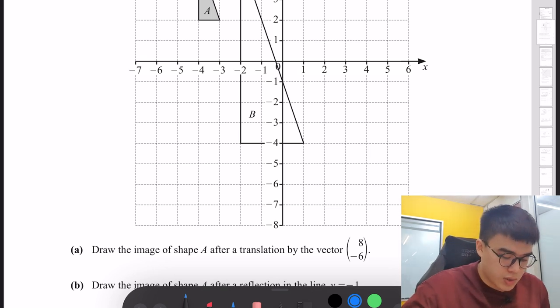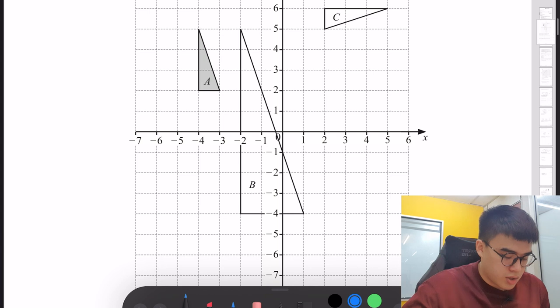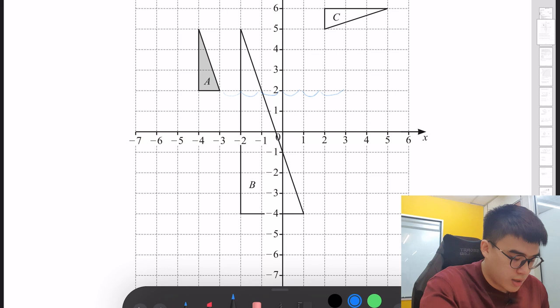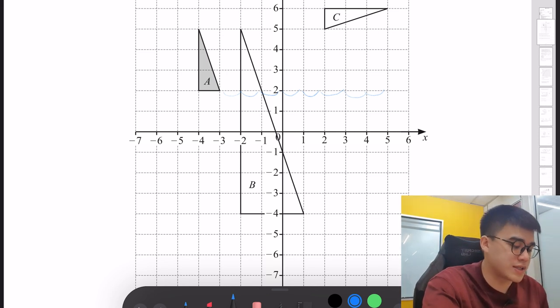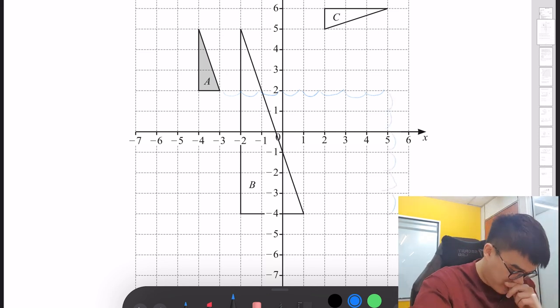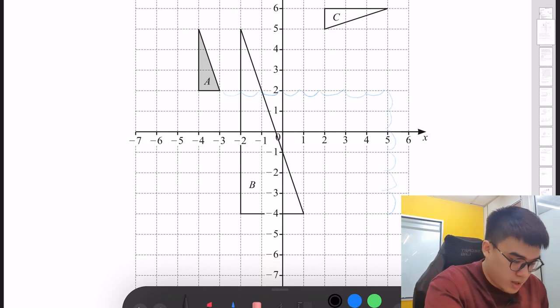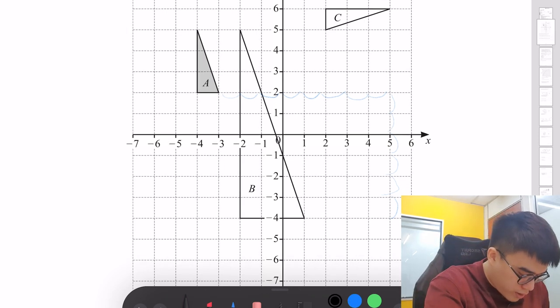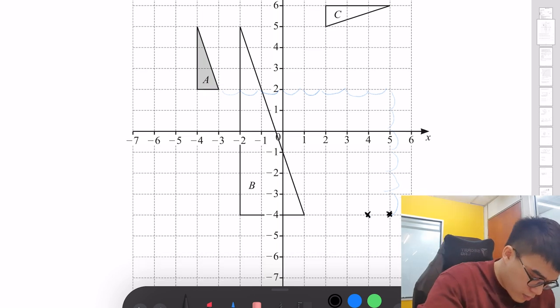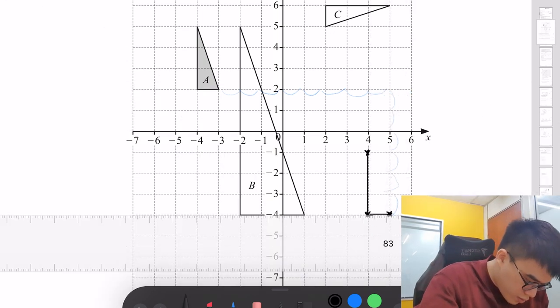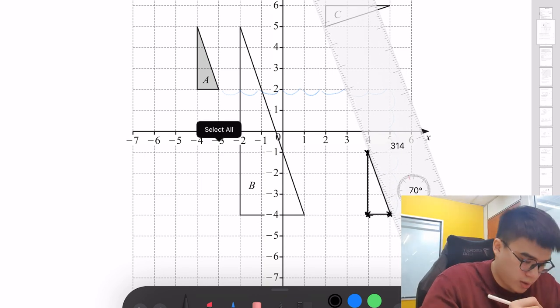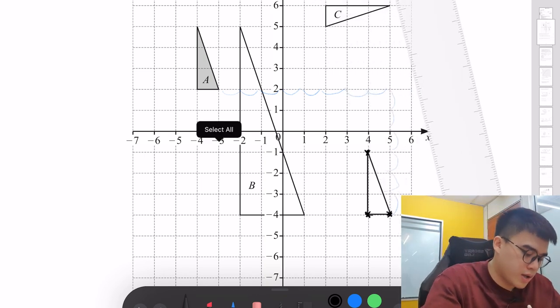In our case, let's look at shape A. If I were to shift this 6 steps to the right, okay, 8 steps to the right, sorry. 1, 2, 3, 4, 5, 6, 7, 8, then going down by 6. So this is roughly where it is located. This will be our A number one.